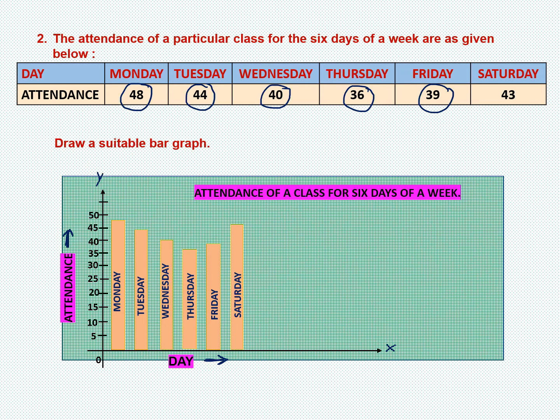So now just above all these bars, let's write the numbers. On Monday we have 48. On Tuesday we have 44. On Wednesday that's 40. On Thursday it is 36. On Friday it is 39. And on Saturday it is 43. So this is our bar graph.